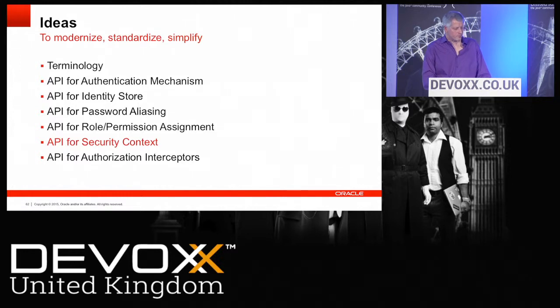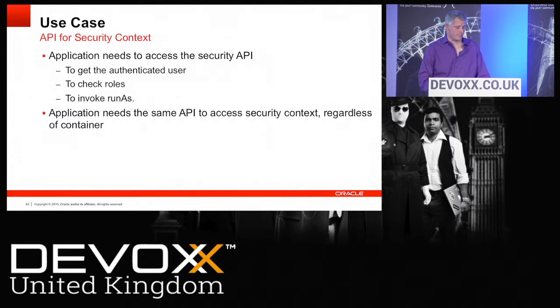So next we're going to talk about the concept of a security context. This has actually come up as being a pretty popular topic. Here's the use case: an application needs access to a common security API regardless of where it is. You want to be able to do the same kind of security work whether you're in a servlet container, an EJB container, or a CDI bean. You want to be able to log in a user and see whether or not the current authenticated user has certain rights.